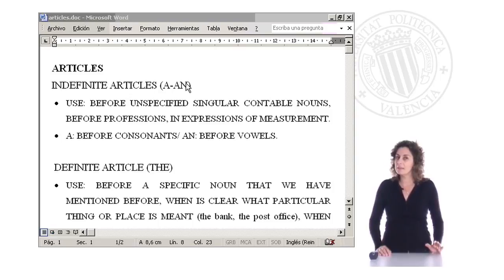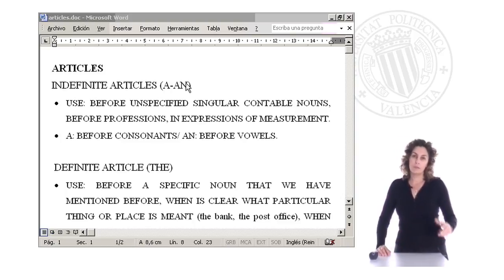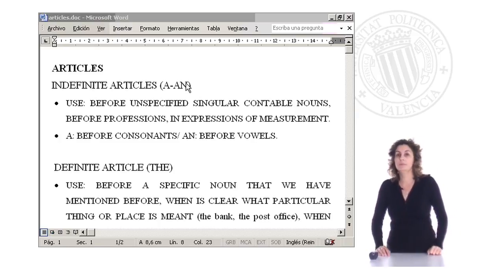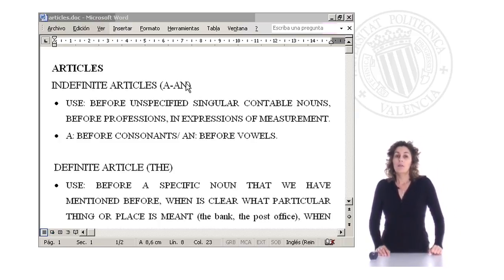For uncountable nouns, we use the expression some. For example, I would say, this is a table. And when I have more than one, I would say, these are some tables for plural nouns. This is quite simple, the use of the indefinite article. You just have to remember the rule.